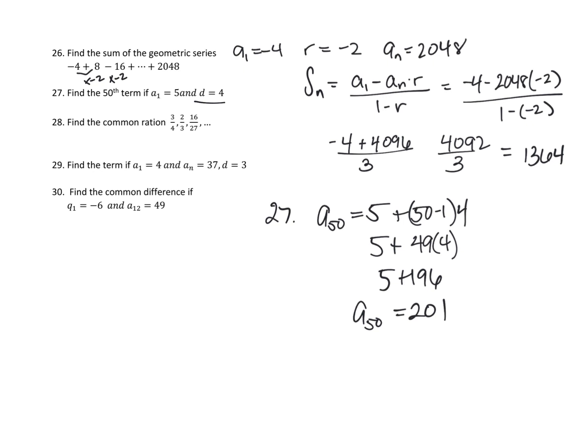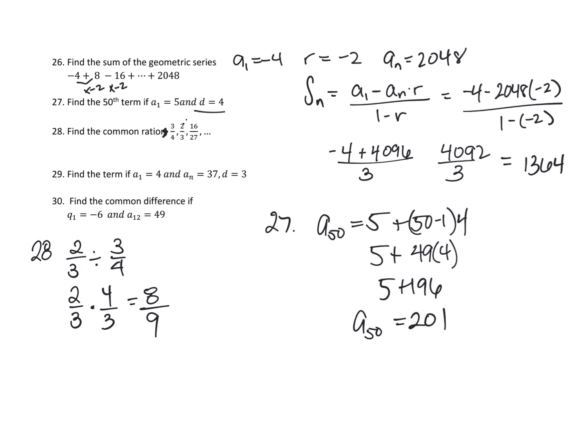So number 28 says find the common ratio. That's a typo. To find the common ratio, if you can't just look at it and see what it is, we divide the second term, 2/3, by 3/4. And how do we divide fractions? We multiply by the reciprocal, 2/3 times 4 over 3, which is 8/9. And that makes sense, because if I look at 2/3 and multiply by 8, I get 16, and when I multiply the bottom by 9, I get 27. So my R is 8/9. So if it's not something that's easy to look at, divide the second term by the first term.